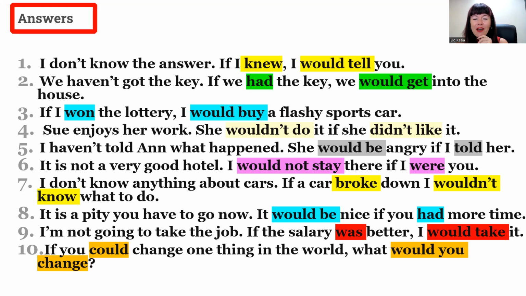Okay, it is a pity you have to go now. It would be nice if you had more time. So again, I think some of these sentences are a little bit tricky because we change the order of sentences, but you have to know how to say them both ways, okay? I am not going to take the job. If the salary was better, I would take it. And the last one, if you could change one thing in the world, what would you change? Okay, so I hope that you got all of them right, or at least 80%, but I'm sure you didn't do too badly on them.